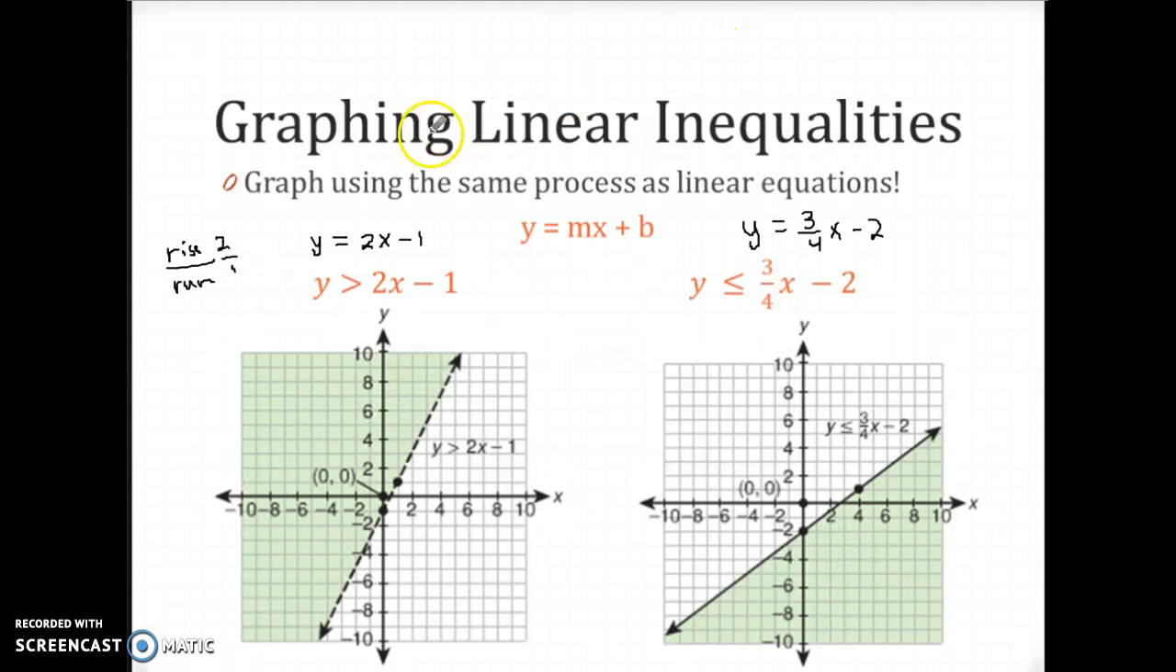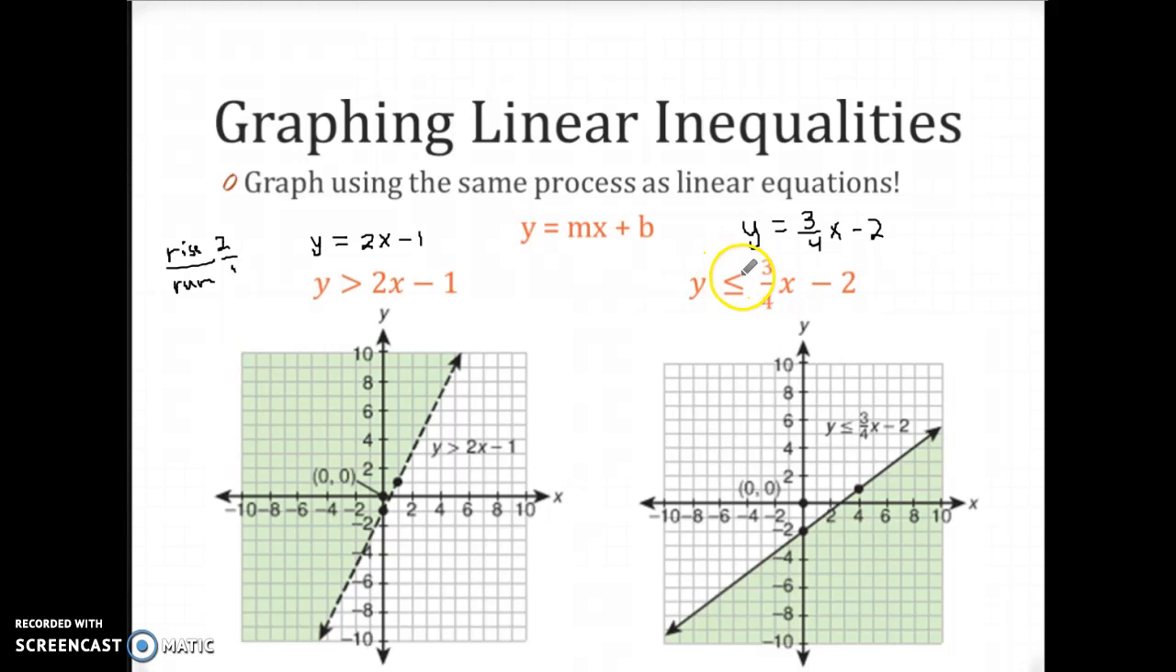So going back to our two examples, this one is greater than, so we have our dashed line because there's no equal sign, and I'm shading above that y-intercept, or above the entire equation itself. I'm shading all numbers that are greater than this equation. So everything is shaded above that, but it's not included on the dashed line for a solution.